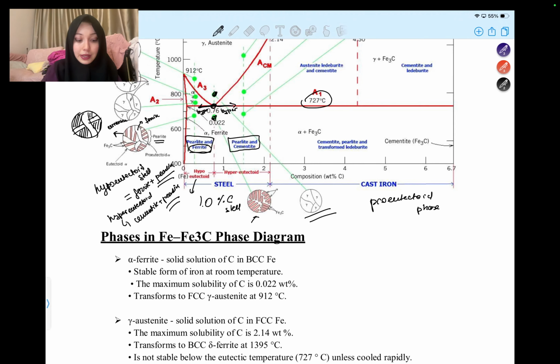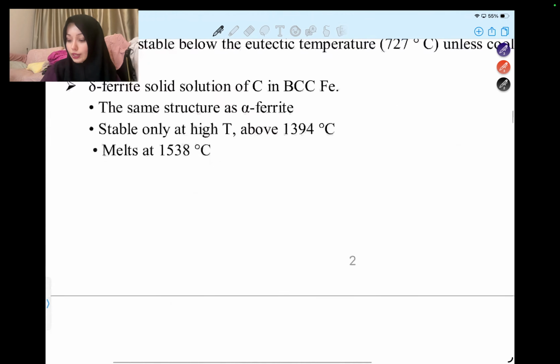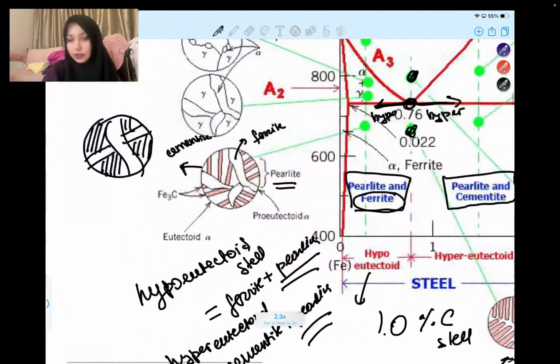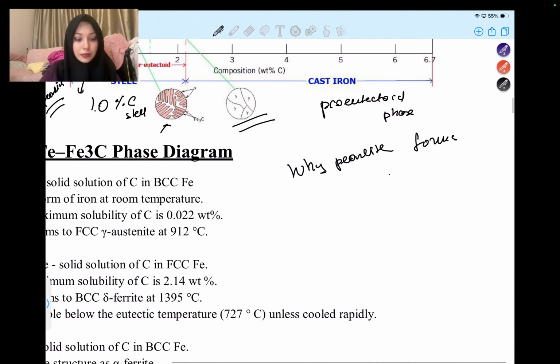It's here it's ferrite and here it's cementite. In hypereutectoid, the proeutectoid phase is cementite. Okay, and one more interesting question to explore: why pearlite? So we see here the pearlite. So why does pearlite form layers?